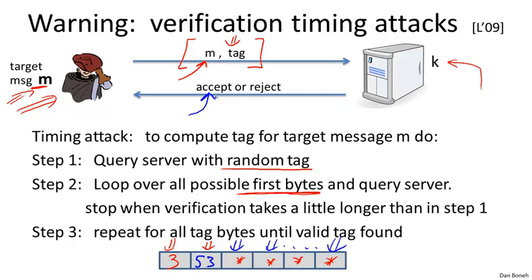So this is a beautiful example of how a timing attack can reveal the correct value of a MAC, byte by byte, until eventually the attacker obtains all the correct bytes of the tag, and then he's able to fool the server into accepting this message tag pair.